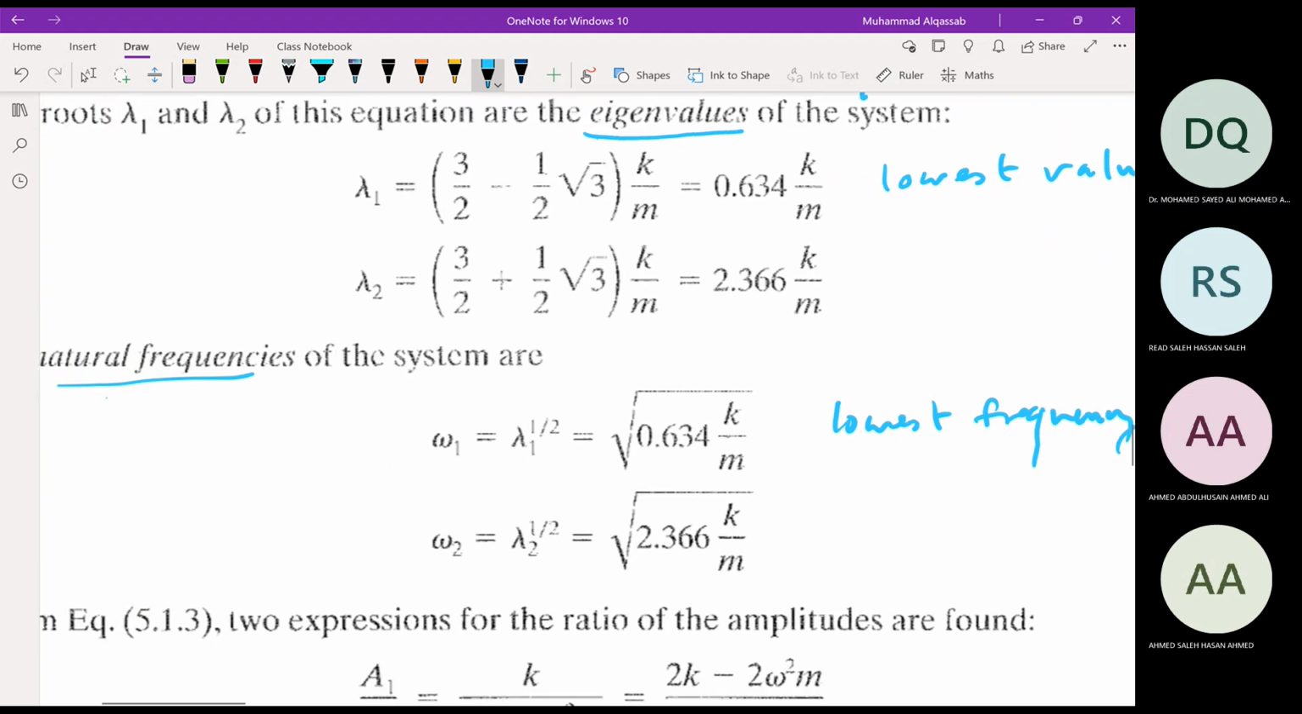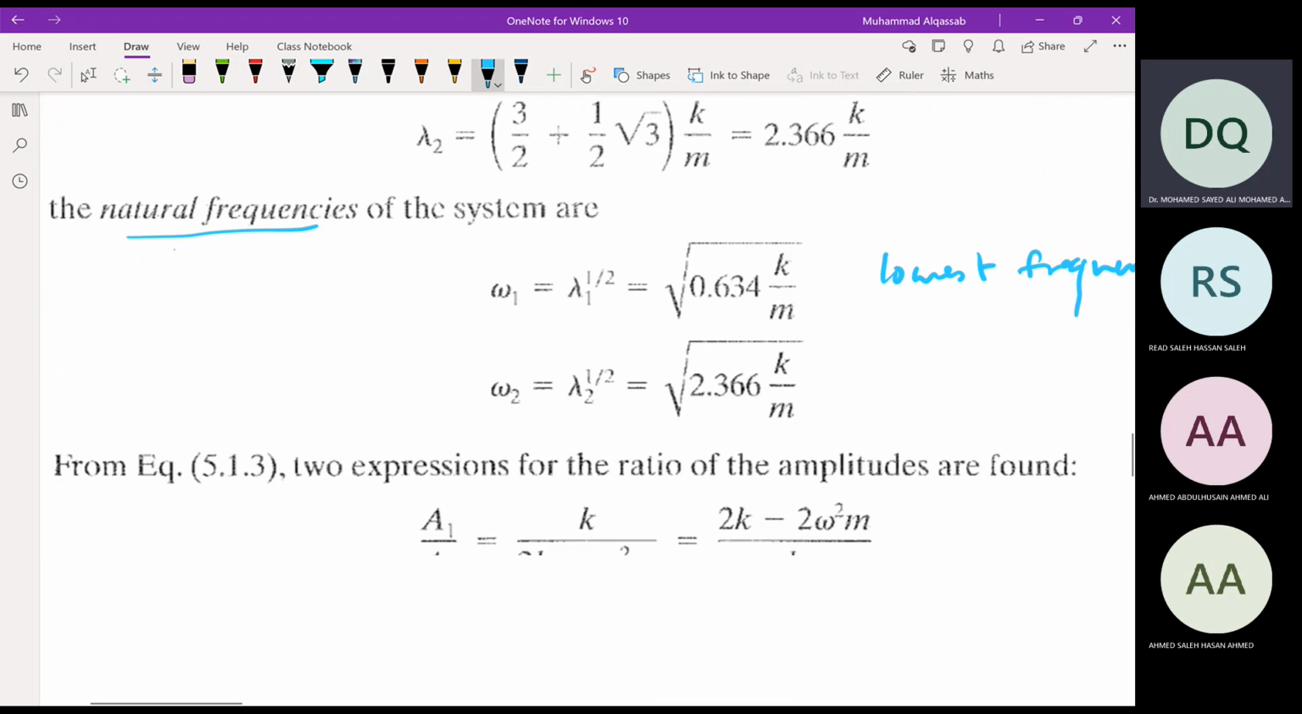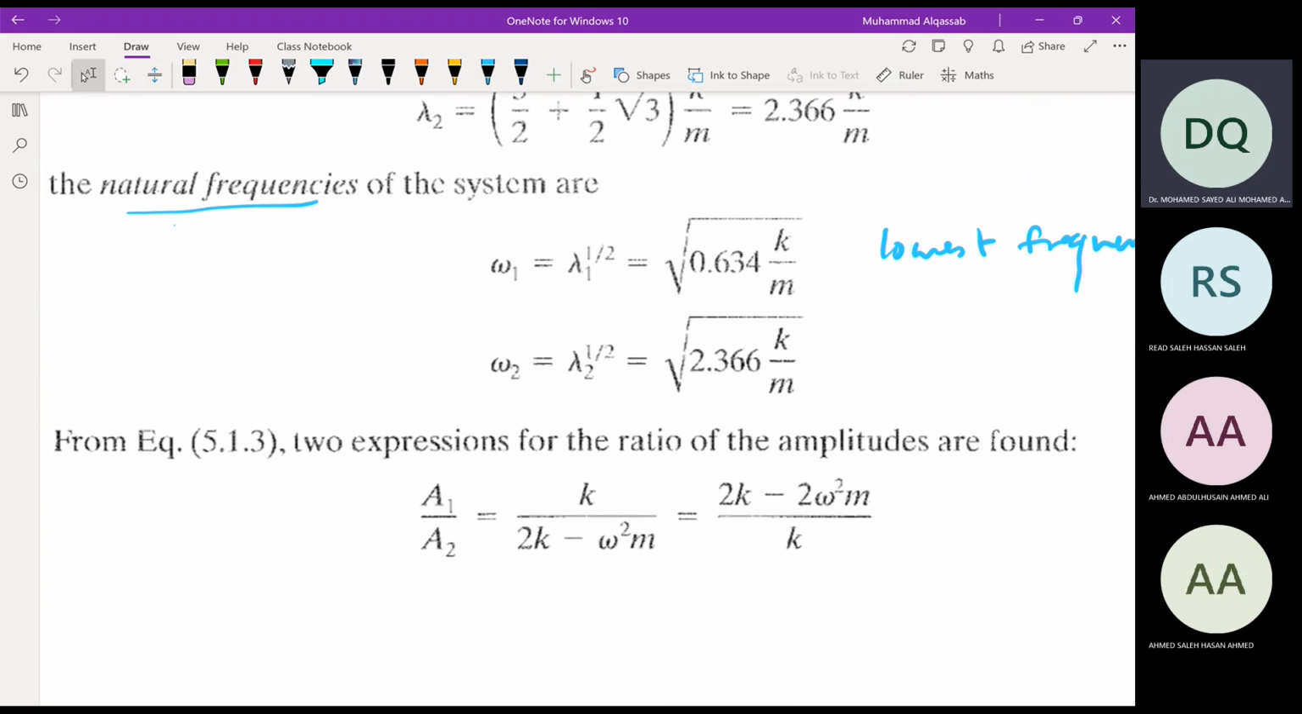Okay, then the bigger one, the second bigger. So for 2 degrees of freedom, as you can see, we found 2 natural frequencies. That is, as we said in the beginning, the number of natural frequencies is equal to the number of degrees of freedom.